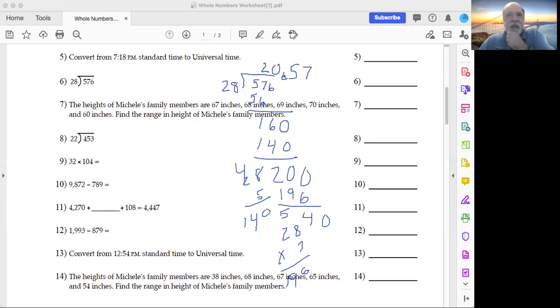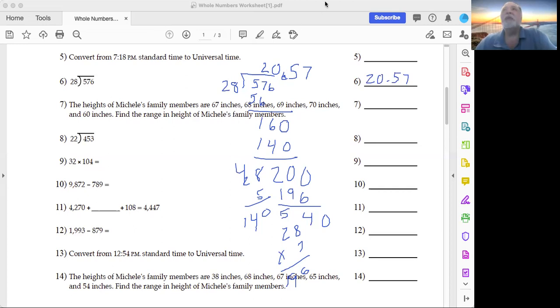576 divided by 28. 20.57, and then it goes 1428. Okay, so we'll just go with 20.57. That's long division. Now, of course, you could do this on your calculator very easily, right? But the idea is that you want to be able to do it by hand.